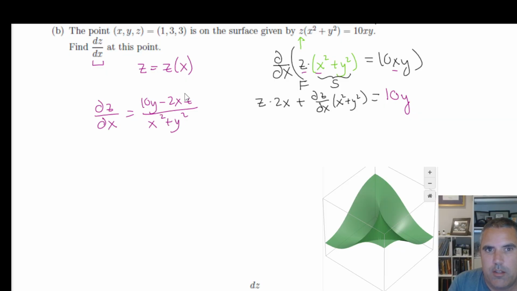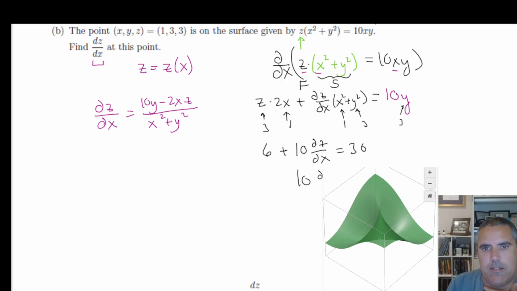This is an important, valuable thing that we can do, this implicit differentiation. Or you could have just plugged in directly, because I already said the value was (1, 3, 3). So you could have done it right here. This was 1. This was 3. This was 3. So you get 6 plus, I think this was altogether 10 dz dx equals 30. So you got 10 dz dx is 24, and you got dz dx is 2.4.